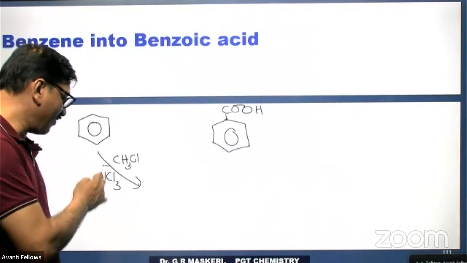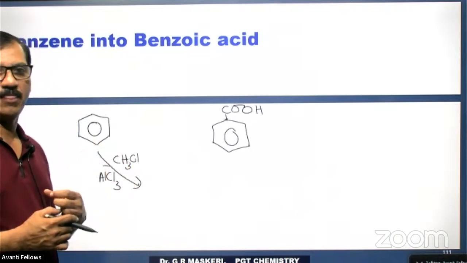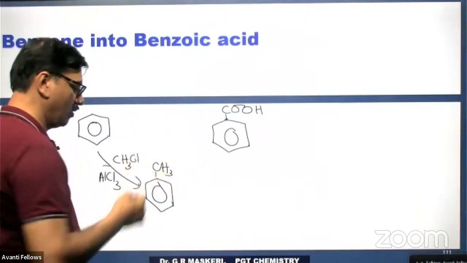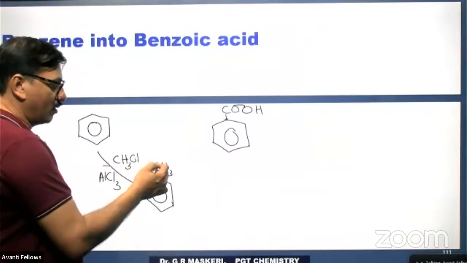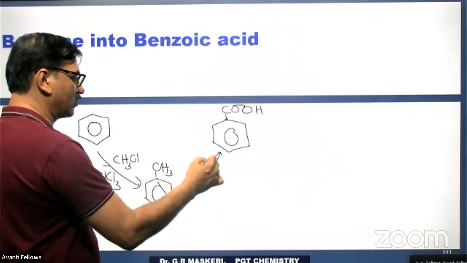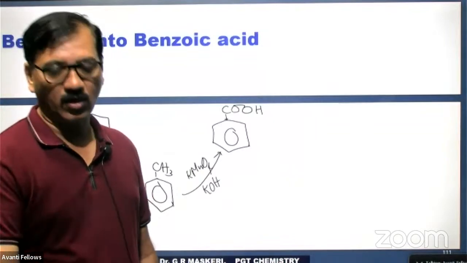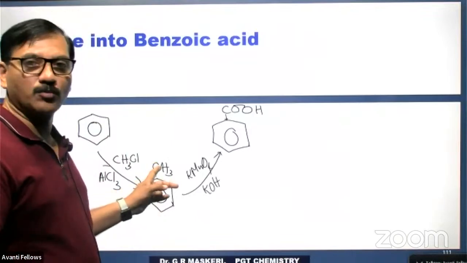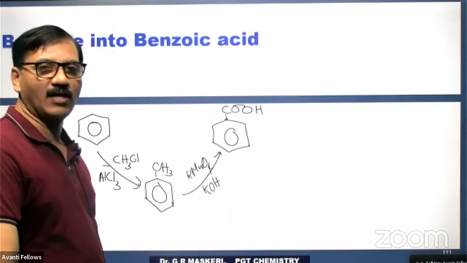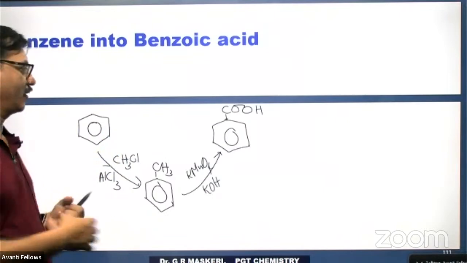Friedel-Crafts alkylation needs a Lewis acid like AlCl3, which helps in generation of the electrophile CH3+. So this adds CH3 to the benzene ring. When an alkyl group is there, you can convert it into COOH by adding KMnO4/KOH, alkaline KMnO4. It is an oxidizing agent which oxidizes alkyl groups attached to the benzene ring to benzoic acid. So this reagent is helpful in the conversion. Therefore, remember this: benzene to benzoic acid has only one intermediate.